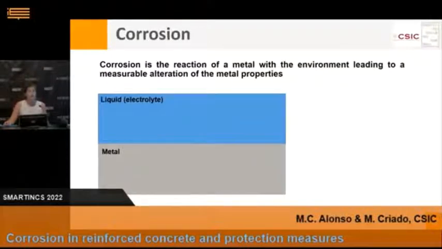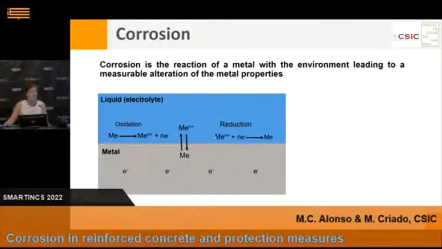Corrosion is the reaction of a metal with the environment, leading to a measurable alteration of the metal properties. Corrosion consists in the transformation of the metal atoms in the metal into metal ions in the liquid. This reaction is called oxidation reaction, and a release of electrons takes place in the metal. This reaction can occur in the reverse direction. It's called reduction reaction. The metal ions react with the electrons in the solid to deposit metal atoms on the metal surface.